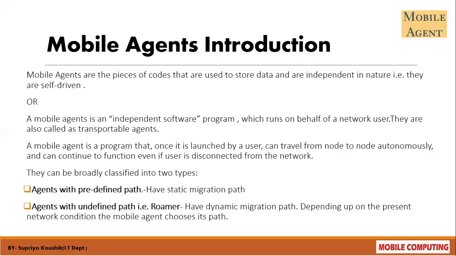They can be broadly classified into two types: agents with predefined paths, which have static migration paths, and agents with undefined paths, which are called roamers. They have dynamic migration paths, meaning the path can be changed depending upon the present network condition. The mobile agent chooses its path. The path is not fixed.